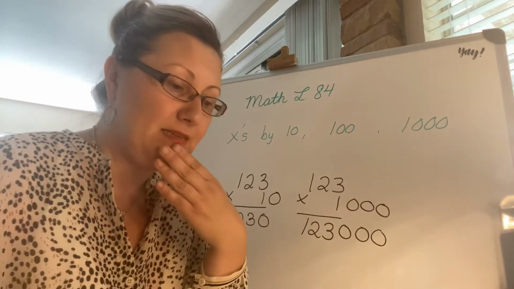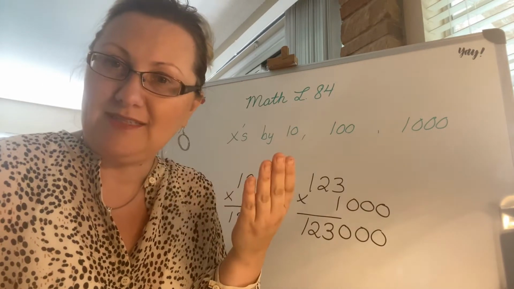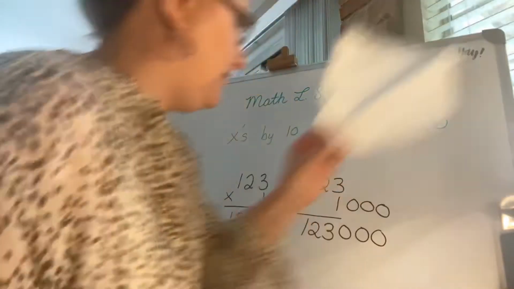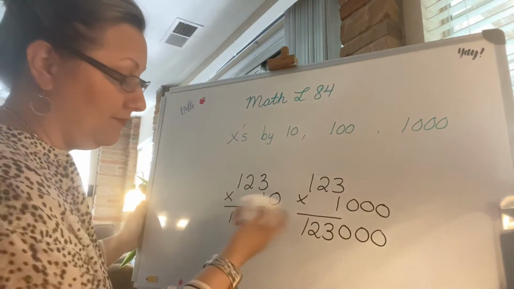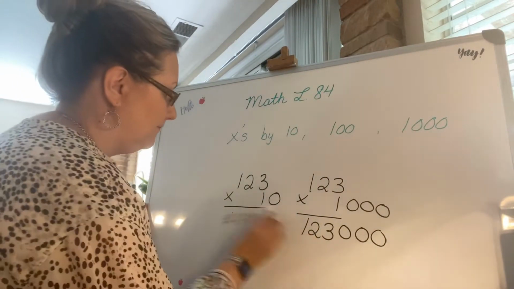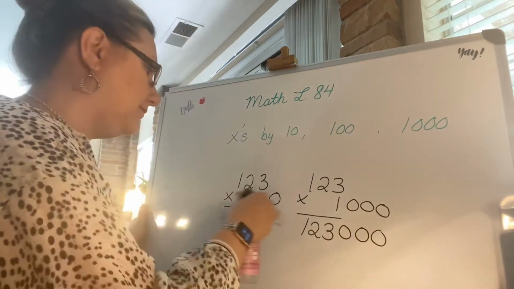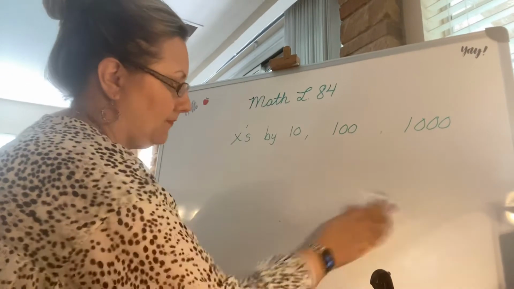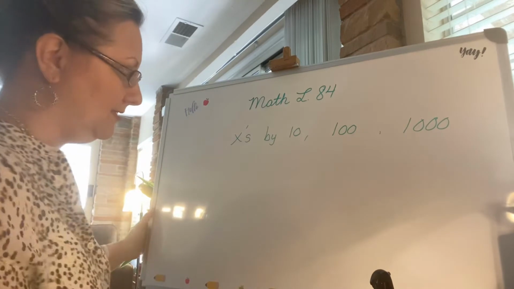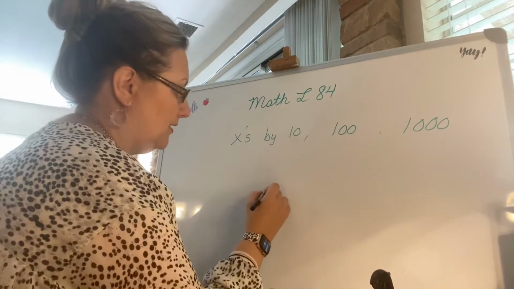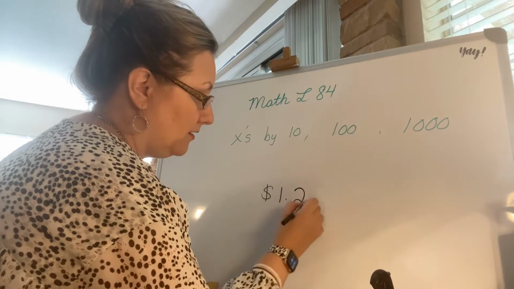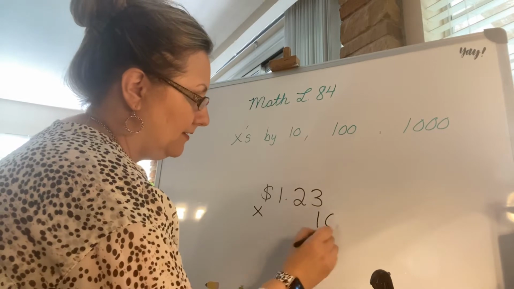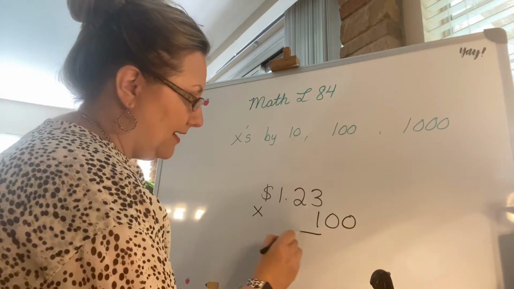But what happens when you are multiplying dollars and cents? That would be the next thing. So what if instead of just a regular multiple of 10, like 10, 100, or 1,000, we have a situation where it is money that we're talking about? Okay, so in this case, let's say, like in this example, $1.23 times 100. We can do it exactly the same way.